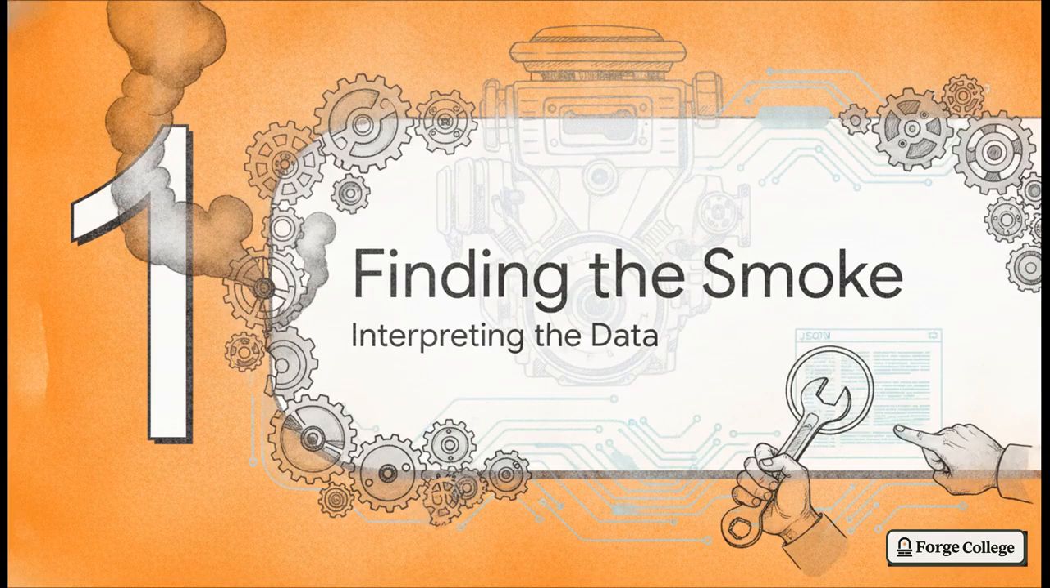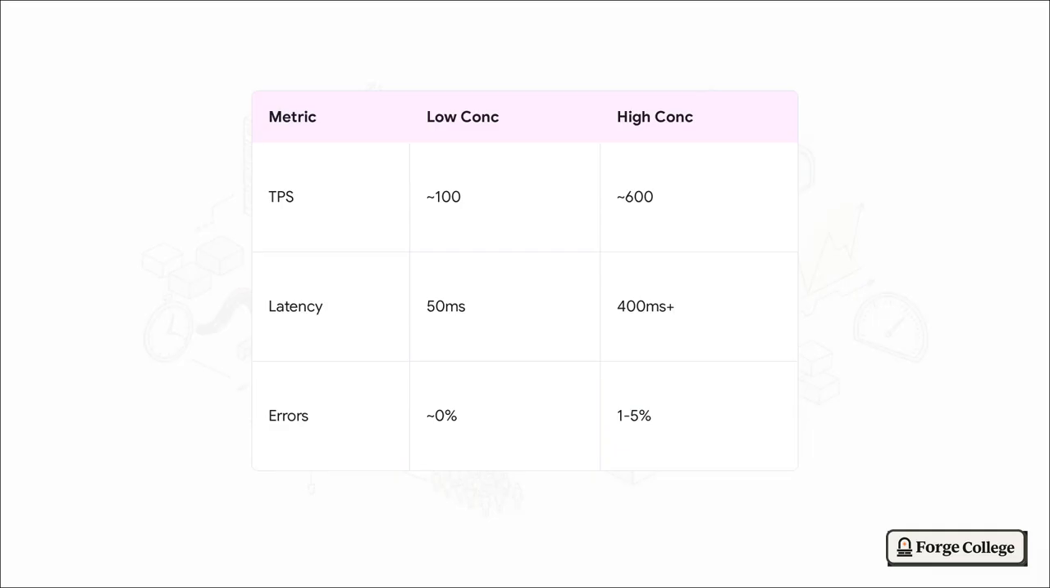Because let's be real, collecting mountains of data is completely useless unless you actually know how to read the dials and spot the bottleneck. Let's look at what empirically happens when you crank that concurrency knob from low to high during a live test. At low concurrency, our throughput sits really nicely around 100 TPS, latency is a snappy 50 milliseconds, and the error rate is practically zero. Beautiful, right? Everything's purring perfectly.